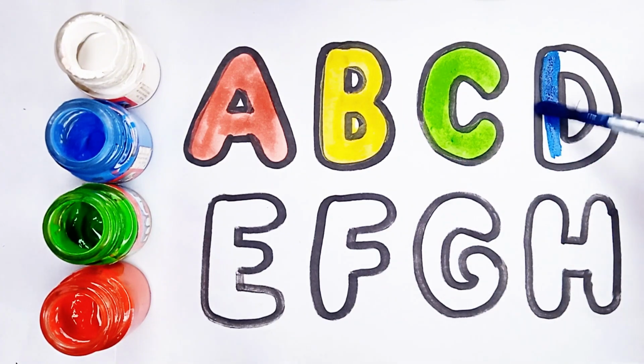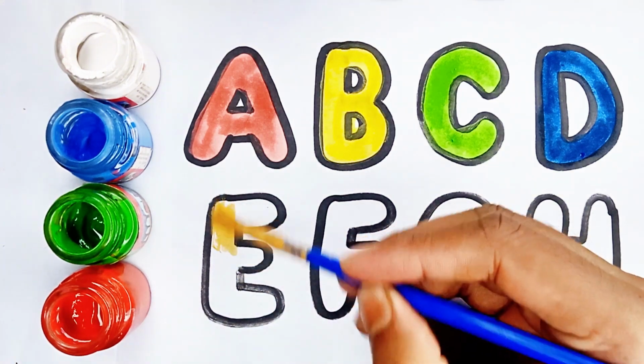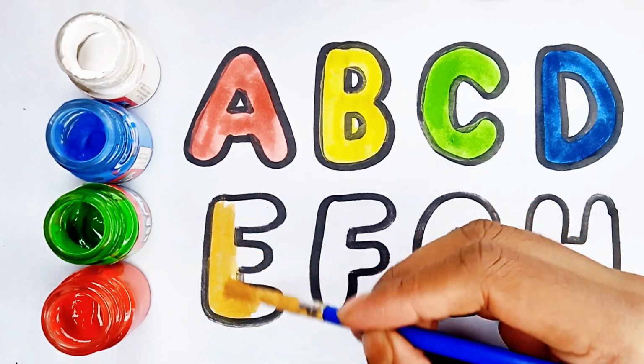Now I am drawing letter D. D is for dog. Now I am drawing letter E. E is for elephant.